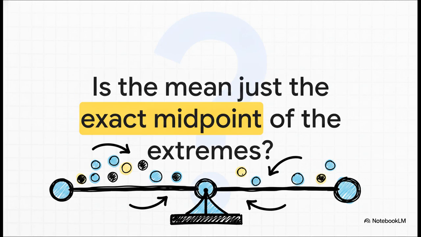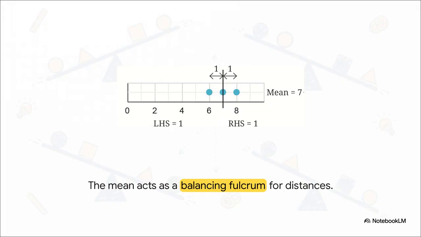And that brings us to a really crucial question. Is the mean always just the exact midpoint of our extreme values? Just think about it for a second. If you have a bunch of numbers spread all over a number line, does the mean just sort of lazily split the difference between your absolute highest number and your lowest number? Well, actually, scratch that assumption, because the answer is no. The mean isn't just the midpoint of the extremes.